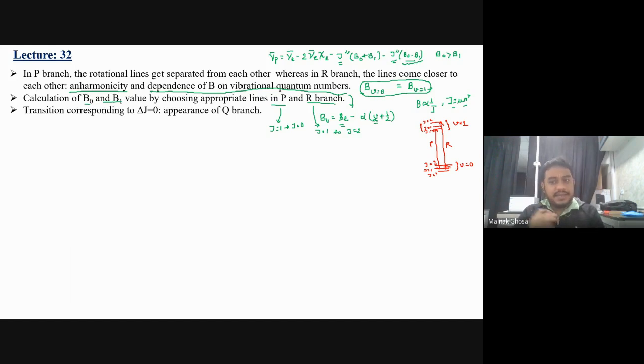Similarly, if you take these two lines which have the same final excited state but originate from different ground vibrational-rotational levels, from there you can calculate B0, that is, the rotational constant for the ground state. And then there was a discussion that there should be something which corresponds to delta J equals 0. That was named the Q branch.